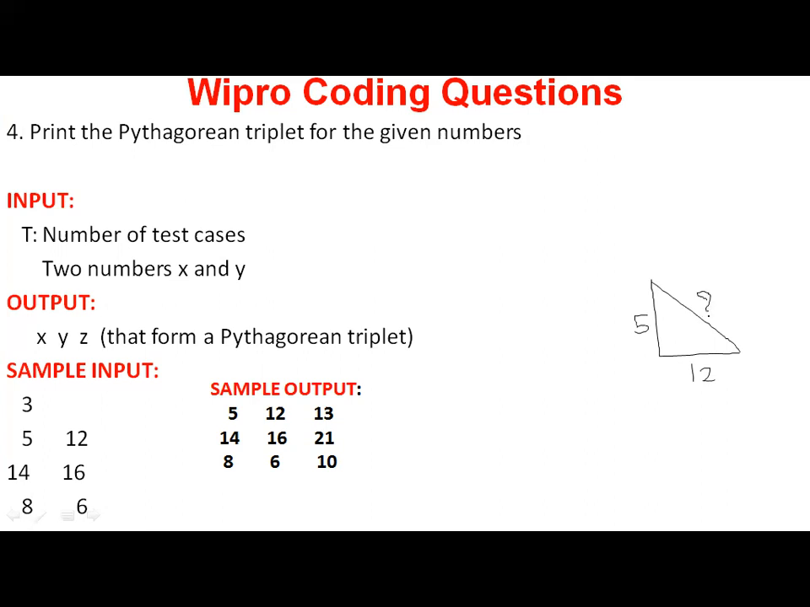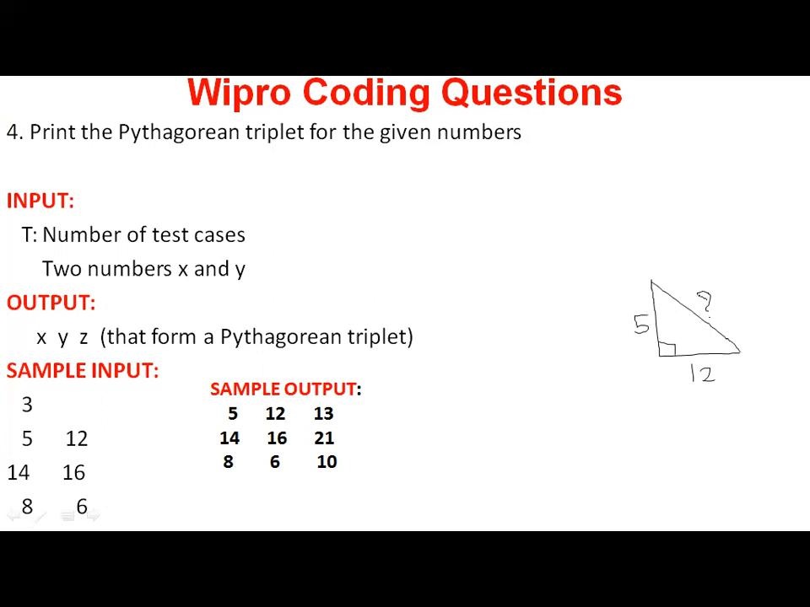We need to identify this hypotenuse. Obviously this hypotenuse is larger than these two numbers. If you observe the sample output, see here, 5, 12, it is greater. 14, 16, it is greater. 8, 6, it is greater. So that means the given two numbers are considered as two sides of the right angle triangle. Then we need to calculate this hypotenuse.